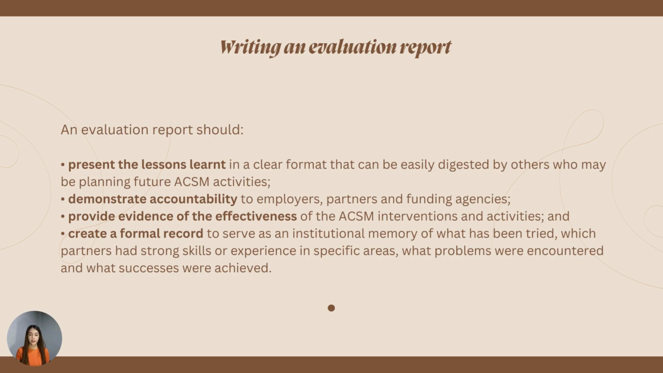Demonstrate accountability to employers, partners, and funding agencies. Third is provide evidence of the effectiveness of the ACSM interventions and activities. And last is create a formal record to serve as an institutional memory of what has been tried, which partners had strong skills or experience in specific areas, what problems were encountered, and what successes were achieved.